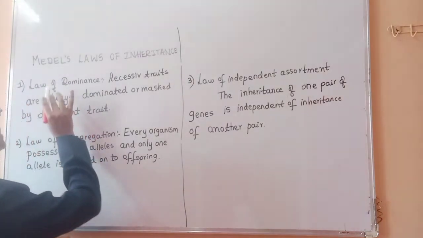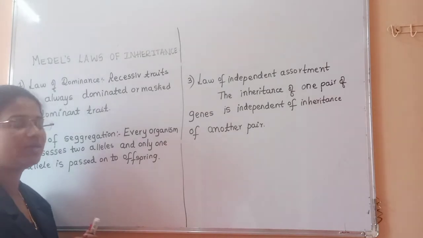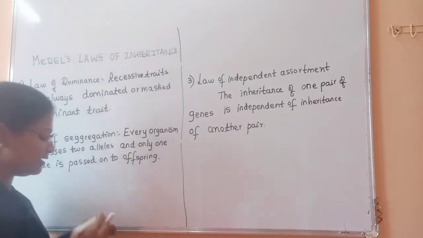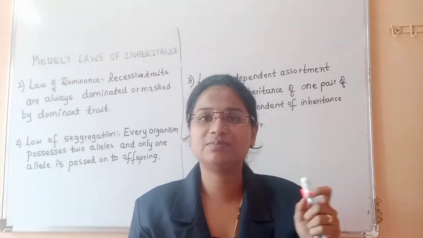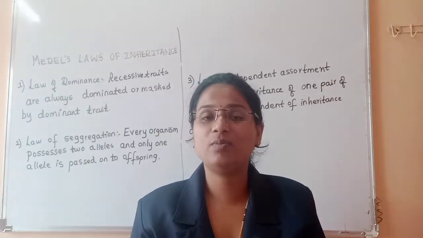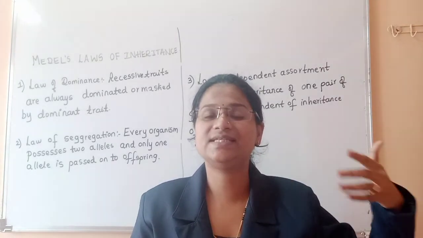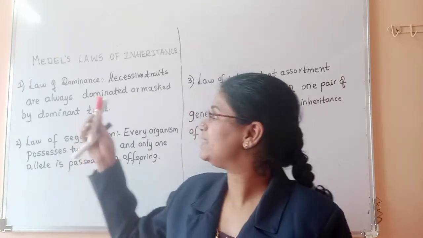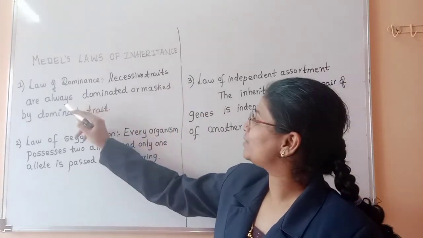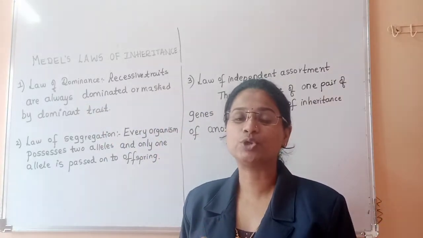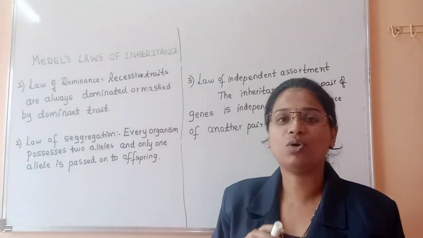The first one is law of dominance, here the recessive traits. We know what we mean by recessive traits? Recessive traits are nothing but the alleles which are not able to express themselves in presence of the dominant allele. Dominant allele means which is supreme, which will not allow other allele to express itself. So that only he mentioned in his law, that recessive characters are always ruled or masked by dominant trait or dominant character.